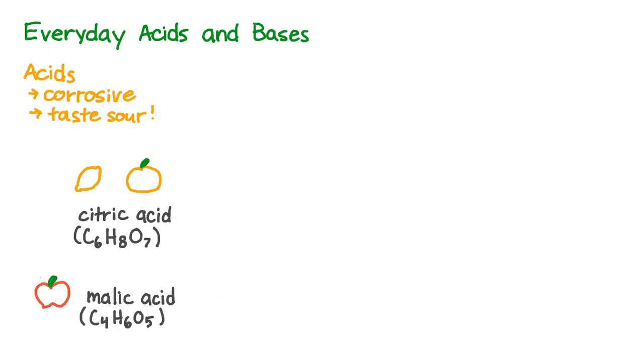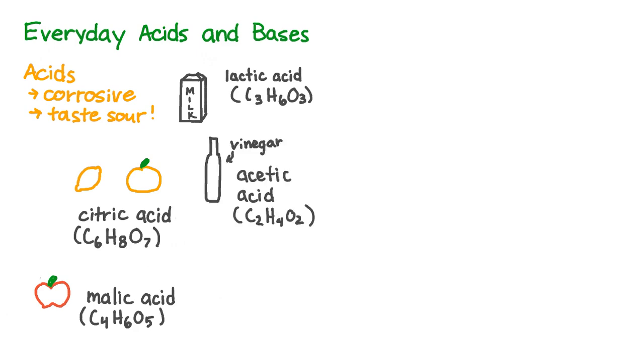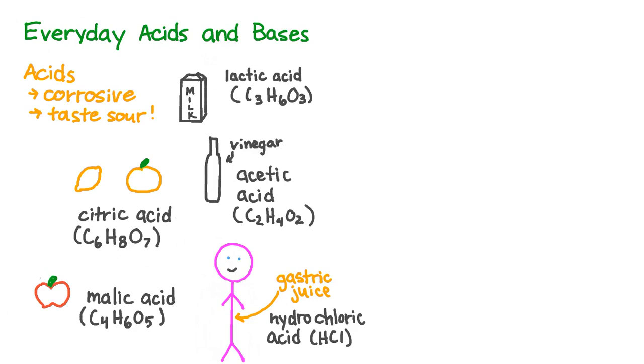Apples contain malic acid. Milk contains lactic acid. Vinegars all contain acetic acid. And the gastric juices inside our stomachs are made of HCl, or hydrochloric acid.